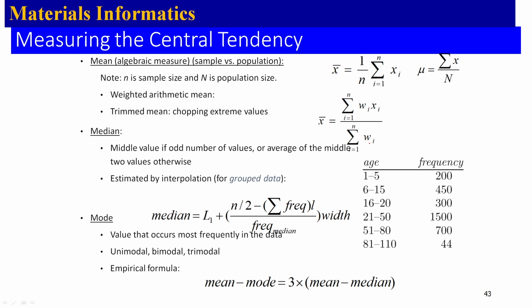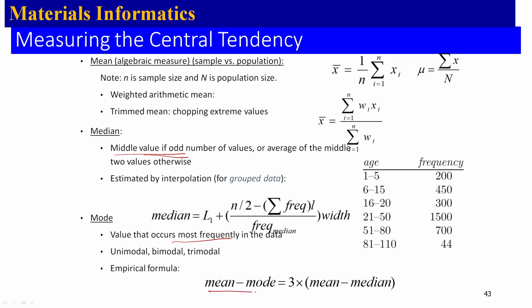This is a statistical tool, so I do not need to explain much detail for you to understand. Then you can also have median, it is the middle value if there is an odd number of values, or the average of the middle values. And this is always estimated by interpolation. So, median is like L1 plus (n by 2 minus the cumulative frequency) and so on, okay, that is what it is. And the mode is the value which occurs most frequently in the data. It can be unimodal, bimodal, or trimodal.